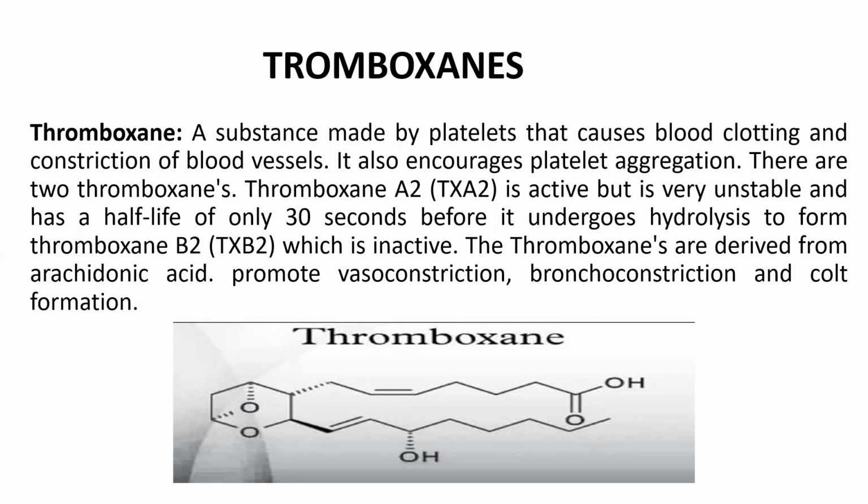Thromboxanes are substances made by platelets that cause blood clotting and constriction of blood vessels. They also encourage platelet aggregation. There are two thromboxanes. Thromboxane A2, also called TXA2, is active but very unstable and has a half-life of only 30 seconds before it undergoes hydrolysis to form thromboxane B2, which is inactive. Thromboxanes are derived from arachidonic acid and promote vasoconstriction, bronchoconstriction, and clot formation.